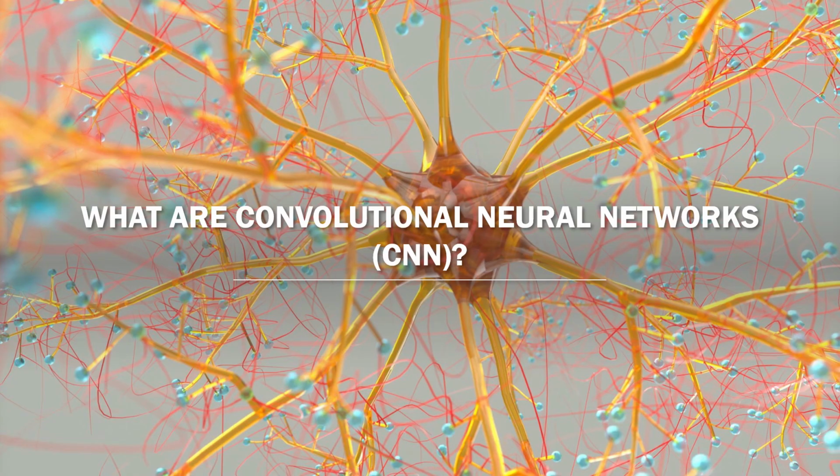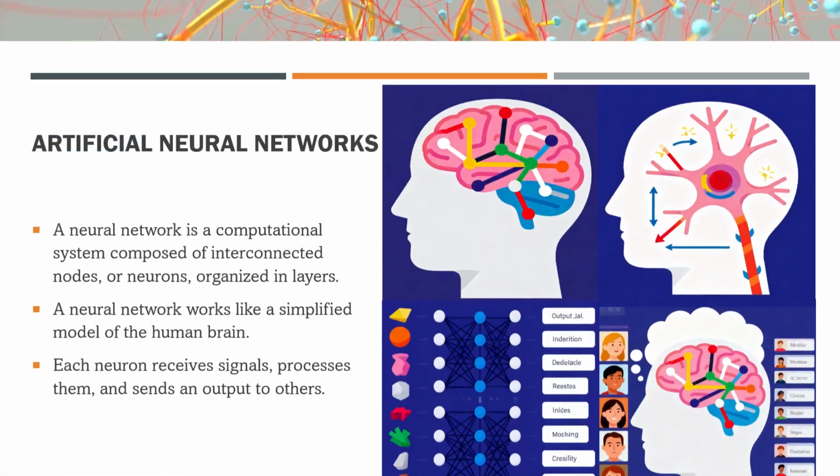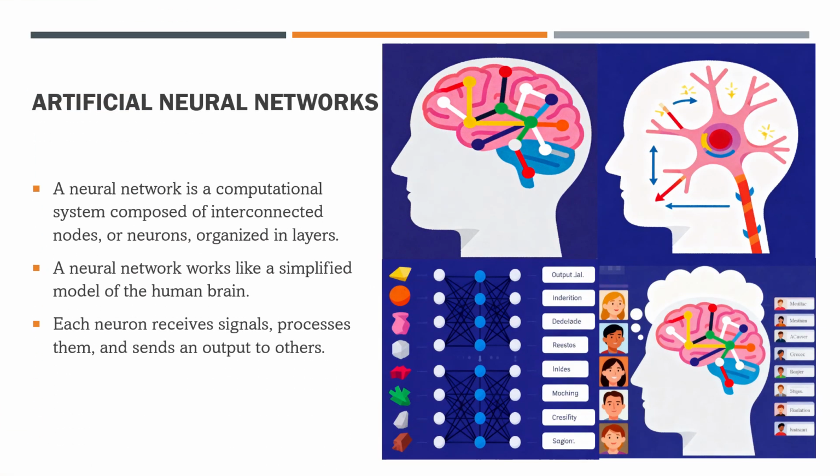What are convolutional neural networks? Let's briefly talk about artificial neural networks first. An artificial neural network, or ANN, works like a simplified model of the human brain. Each neuron receives signals, processes them using learned weights, and passes that signal onto the next layer.